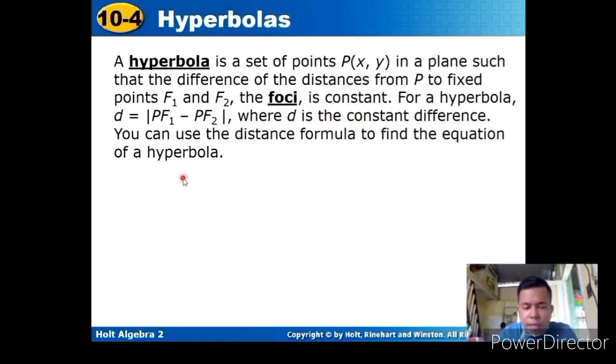We will understand it once we have the figure, what these two distances are, which when we subtract throughout the points of the hyperbola, is constant. Where d is the constant difference. You can use the distance formula to find the equation of a hyperbola. Throughout the conic sections, the distance formula is very helpful, the most basic tool to find these equations.